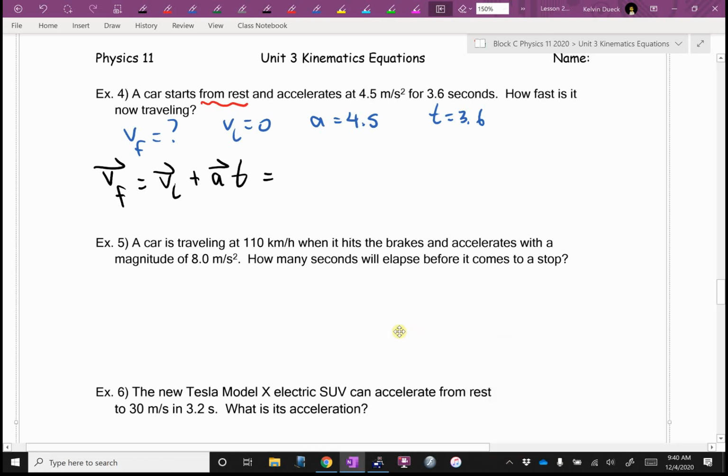Normally, my next question would be, okay, I want to get the thing that I'm looking for by itself, but I'm trying to find VF and it's already by itself. Yay! So it's plug and chug. 0 plus 4.5 times 3.6.